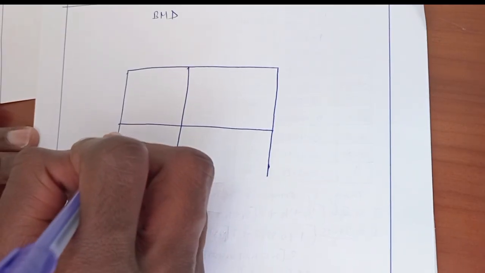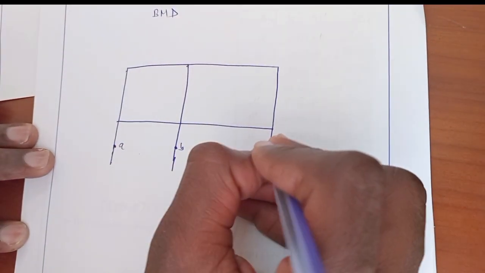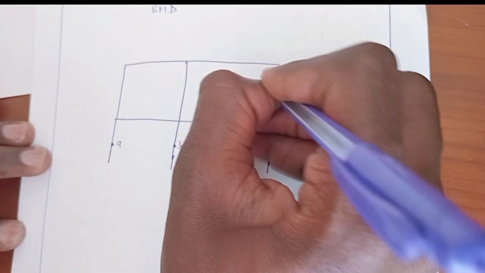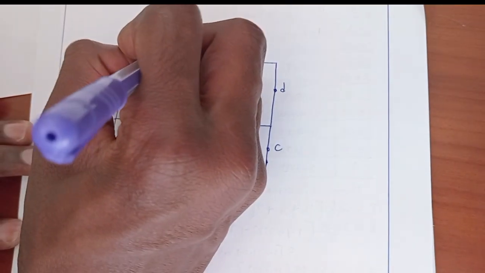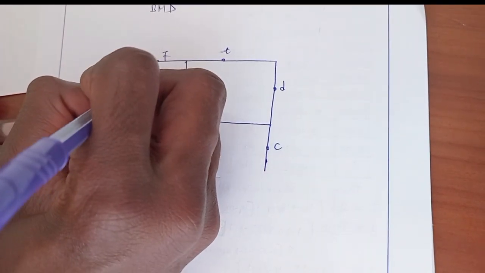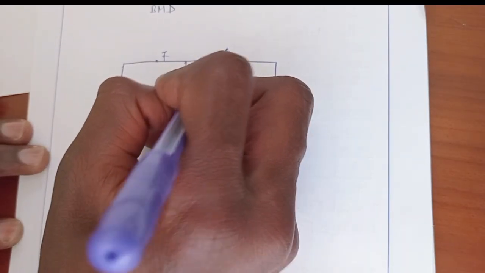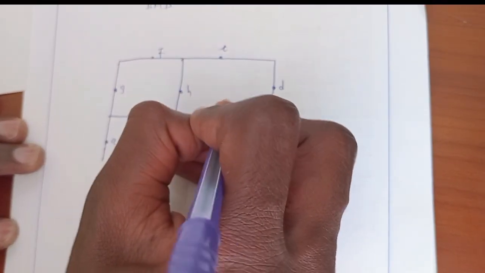Here was inflection point for point A, point B, point C, inflection point D, E, F, G, H, I, J.